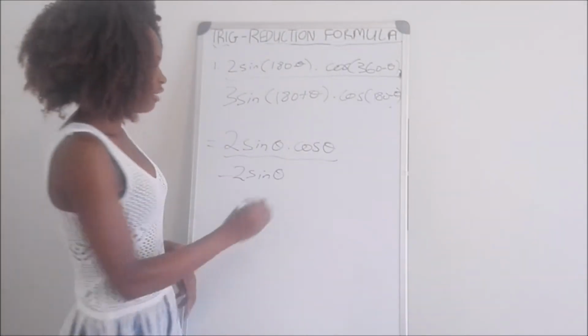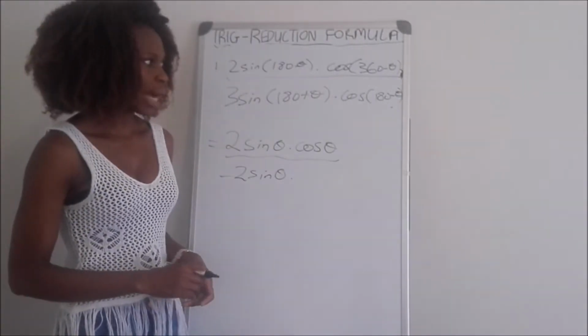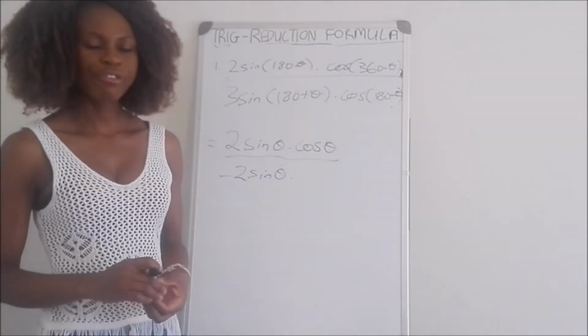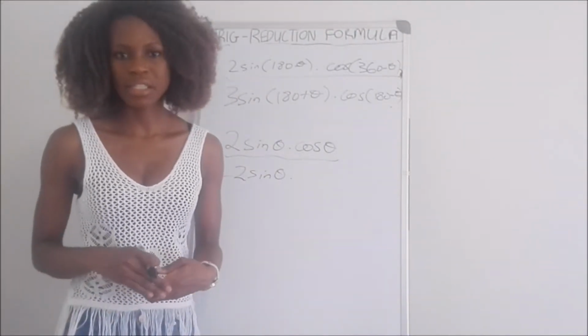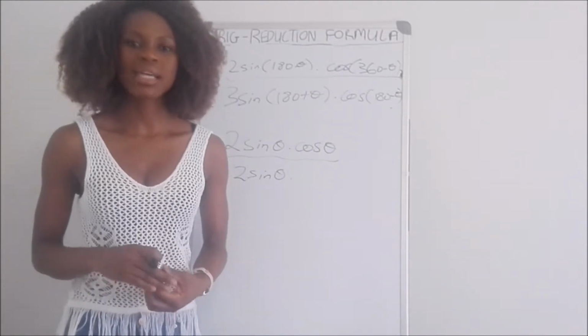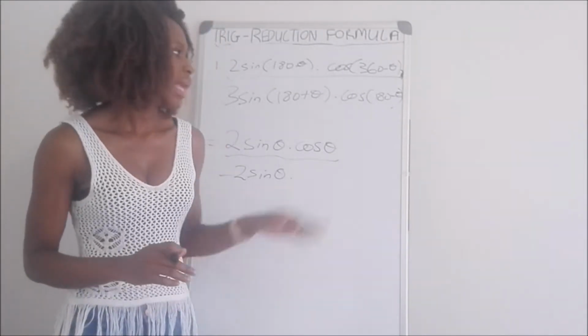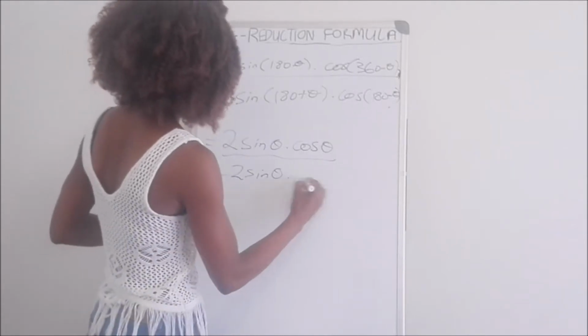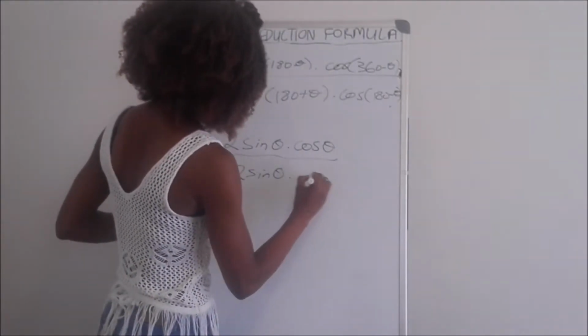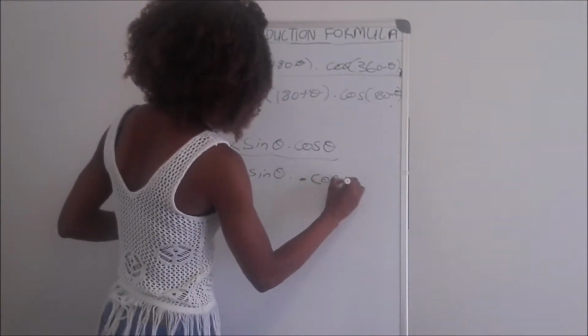And lastly, we have cos of 180 minus theta, of which 180 minus theta is in the second quadrant, of which only sine is positive in that quadrant. That means that we have negative cos theta.